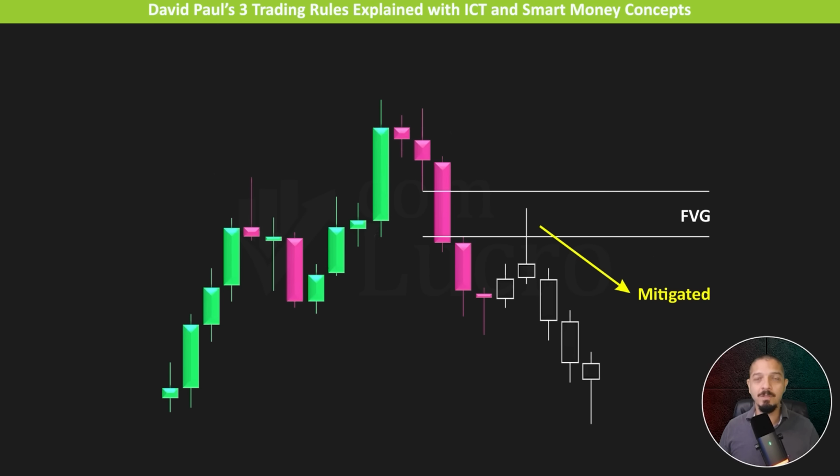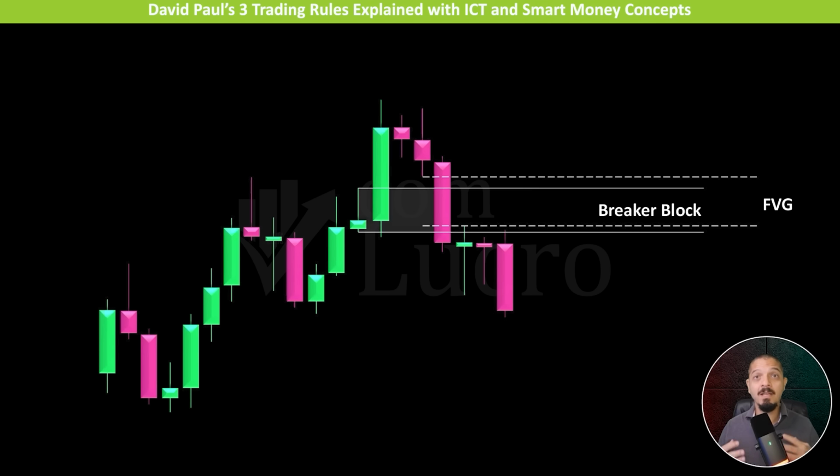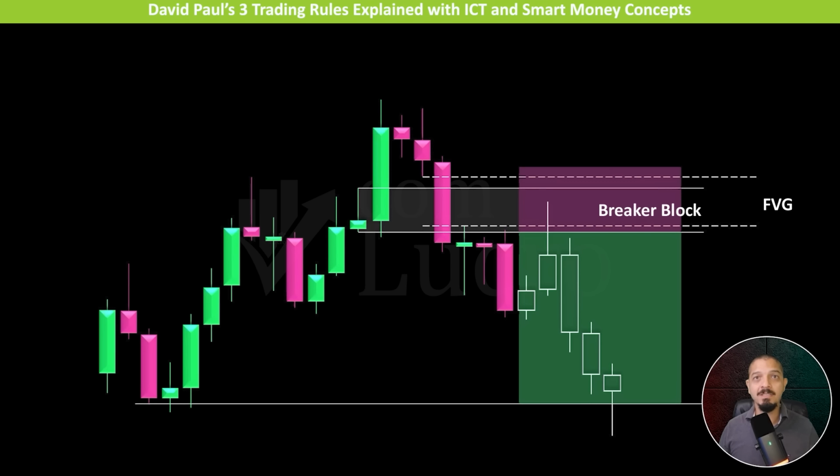Fair value gaps must be unmitigated to remain valid. When a breaker block overlaps with an unmitigated fair value gap, this alignment creates a high-quality trading zone. When price returns to this area, the probability increases that it will behave as a strong supply zone and push price lower. In this situation, the entry is taken at the start of the zone, the stop loss is placed above it, and targets are set at the next key area ahead of price. The same logic applies in bullish scenarios, just in the opposite direction.